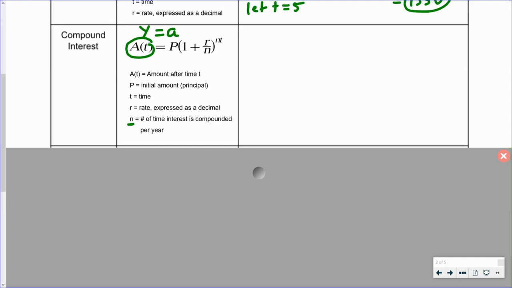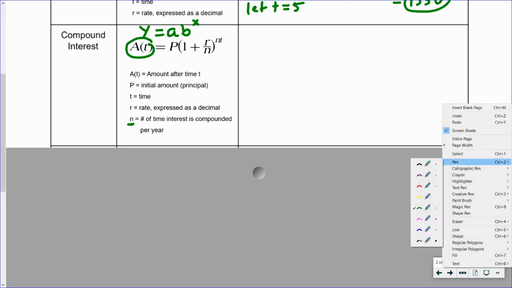1 plus r over n is just going to be your growth rate because 1 represents 100% of the previous amount. Plus, you're going to get some additional amount, and that's your growth rate. So this would be b. And then n to the t is just going to come down or reduce to a power, so that's just to the x power. So y equals a times b to the x. So like I said, this compound interest formula is really just a y equals a times b to the x formula in disguise. So let's go back again and look at Alfredo's second option.